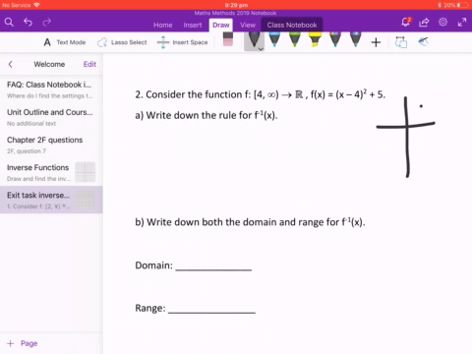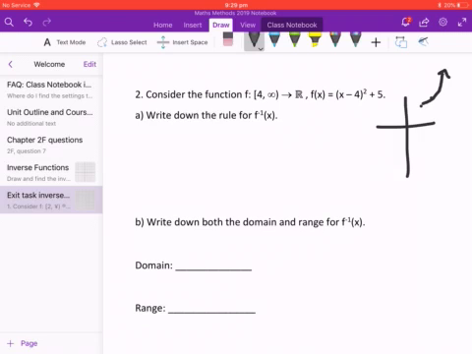5 minus 1. 5 minus 4 is 1. 1 squared is 1. So plus 5, which gives me 6. So when x is 5, I get 6. Now we know that it's going to be a bit of a parabola like that.